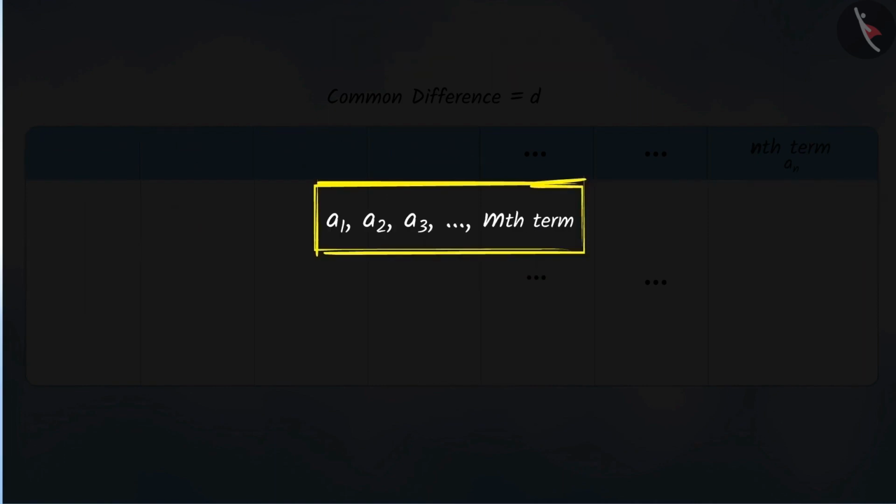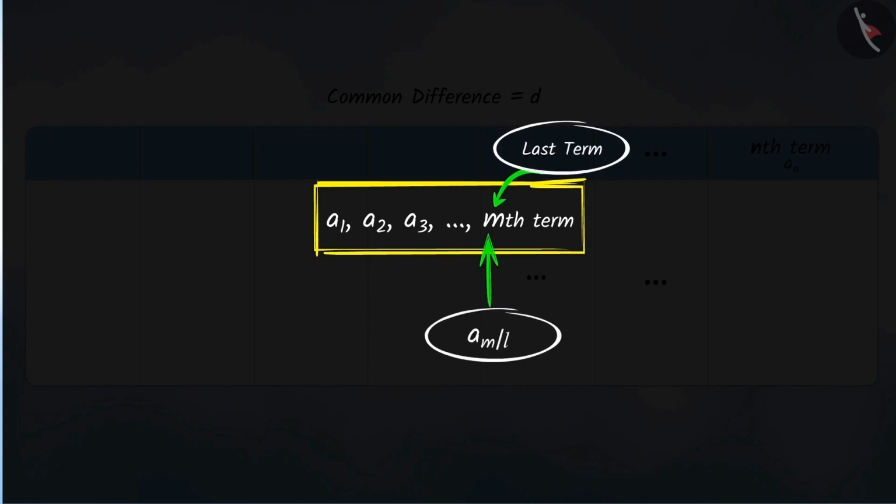If there are m terms in the AP, then AM represents the last term, which is sometimes also denoted by L. Let's see an example.